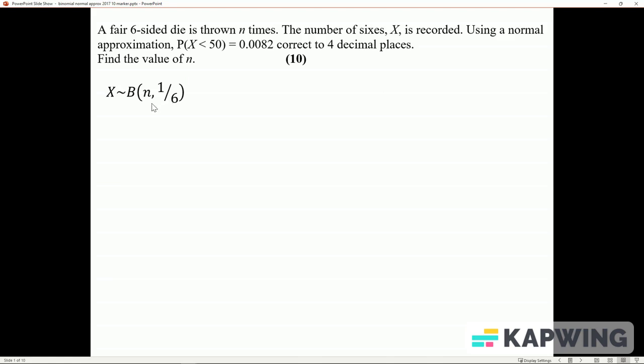So this is the binomial we're going to be working with. We've got n throws, we just don't know what n is, and the probability each time is a sixth. We're going to be working with the probability X is less than 50, which is equivalent to less than or equal to 49 with a discrete distribution. We're approximating this to a normal.